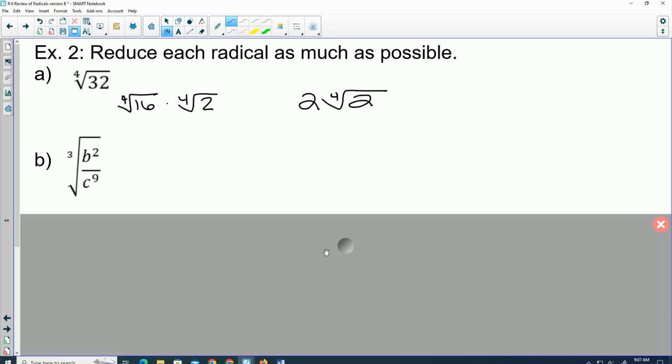Cube root of b squared over c to the 9th. Alright, can I do the cube root of b squared? No, it's cube root. We have to have 3 of them to break it out. I only have 2, so that's just going to stay.